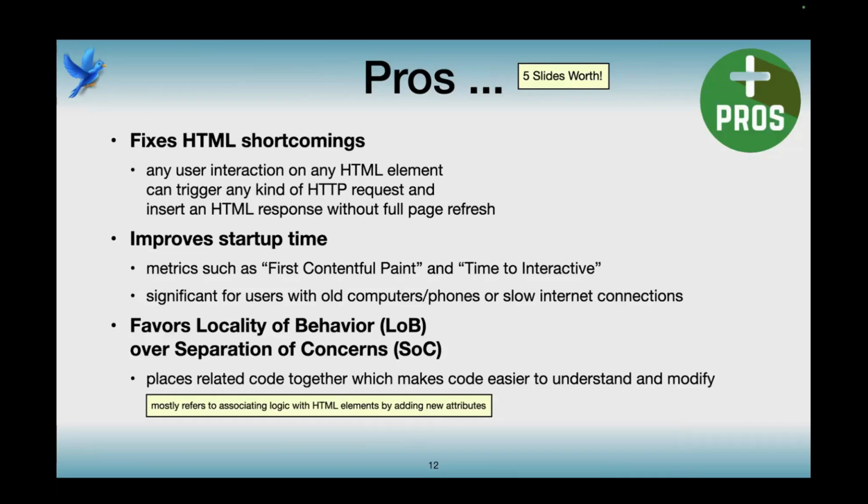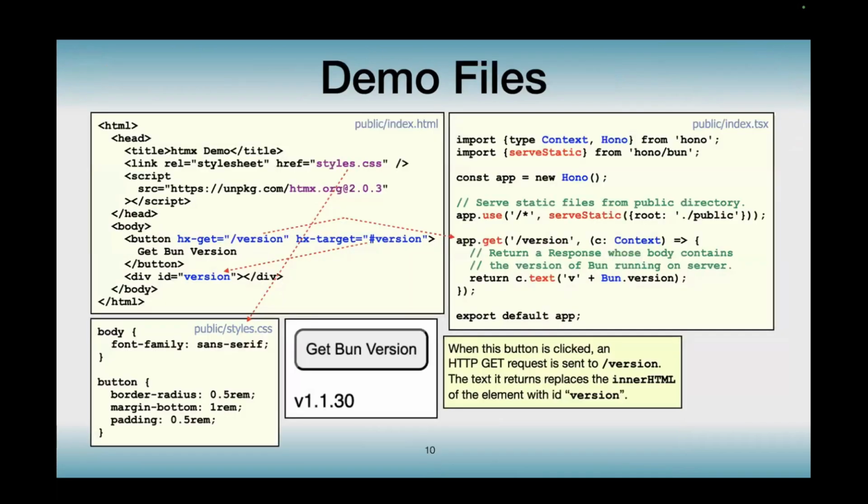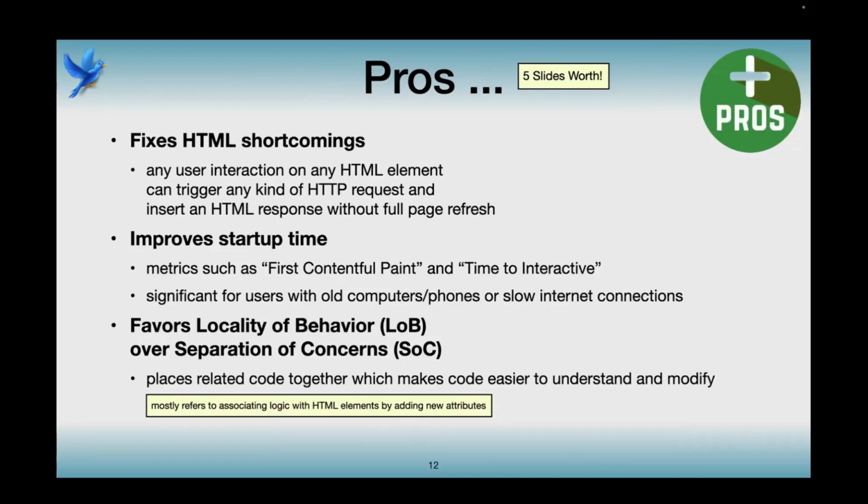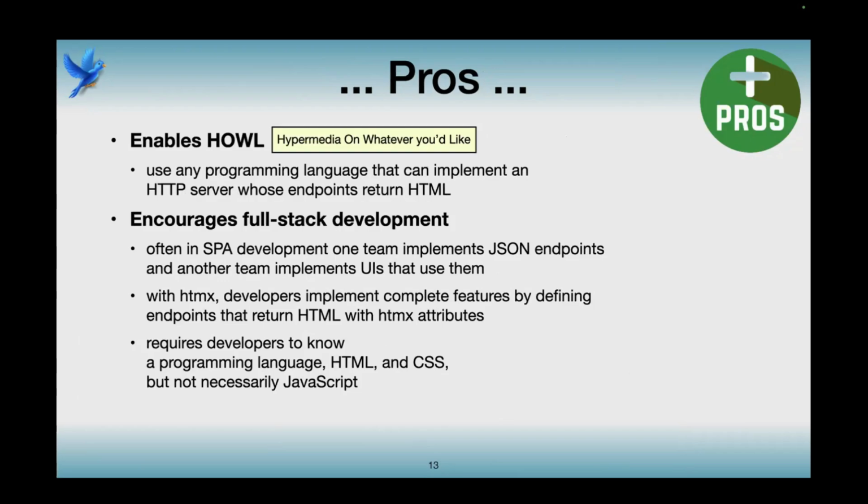And we already saw an example of that. If I go back to this slide and look at that button element, it's very clear what's happening with that button based on those HTMX attributes that were added. And so they refer to that as locality of behavior. Enables you to use any tech stack you want on the server side.